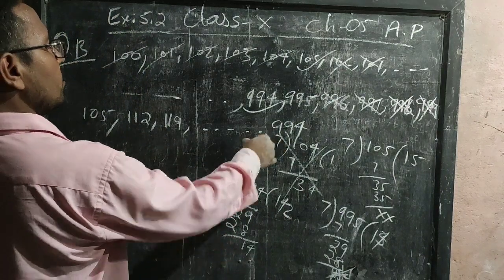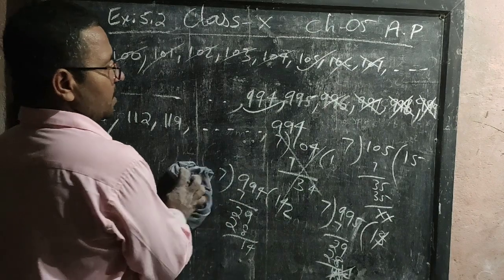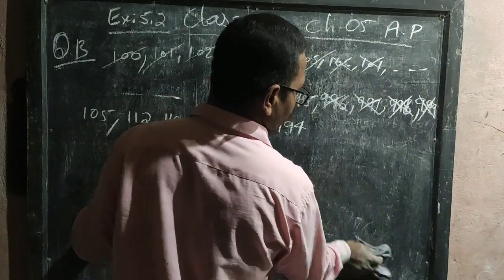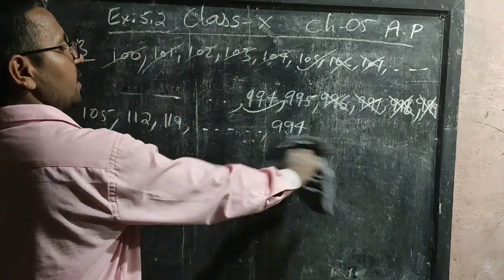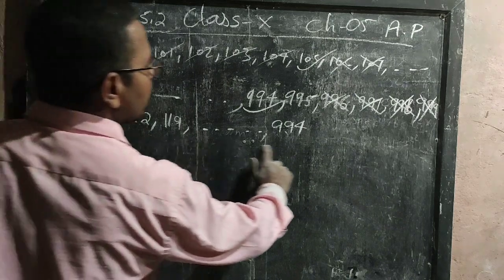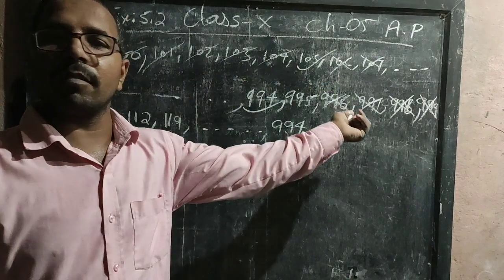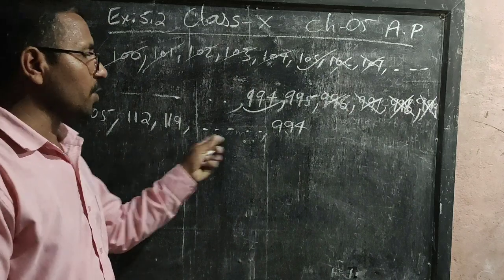So the rest of the numbers which lie in between are also divisible by 7. These are the AP which we are getting here. These are the 3-digit numbers which are divisible by 7. All numbers are not divisible by 7, so we have to take only these.